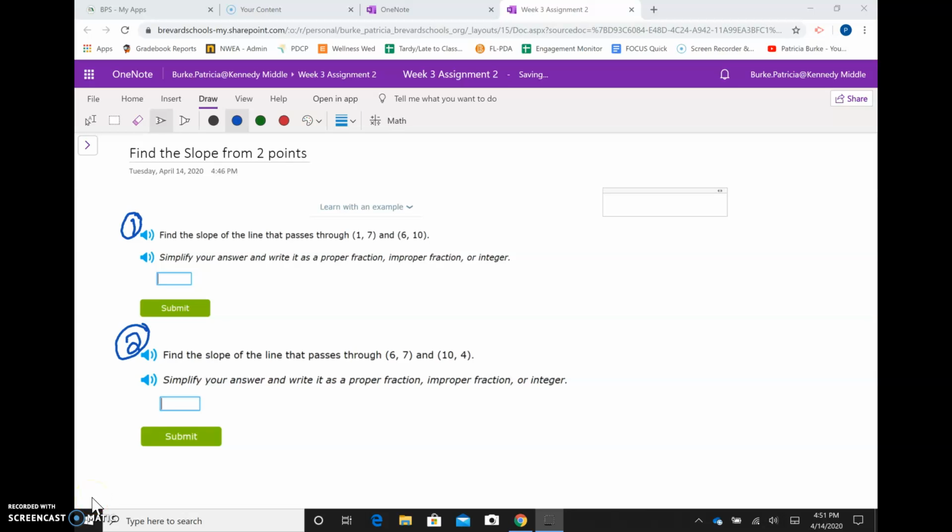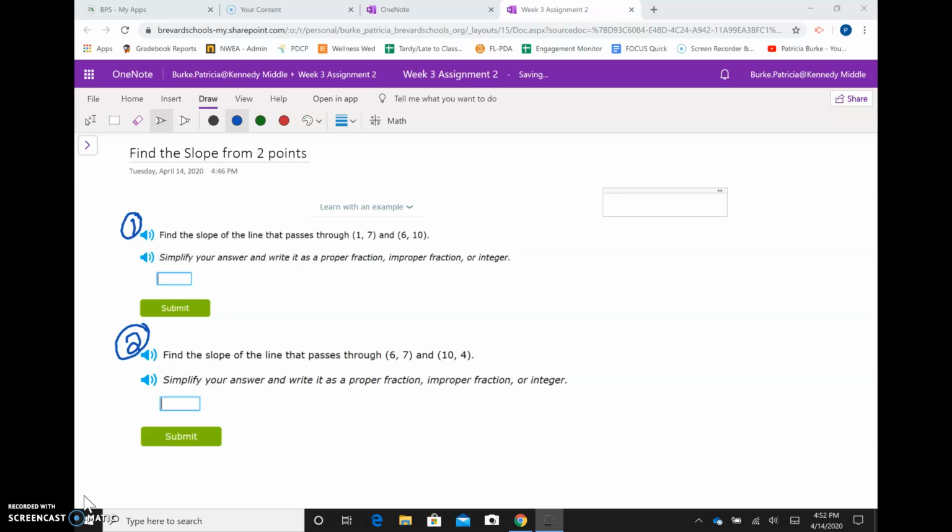Welcome back, calculator people. We are still in week 3, and this is assignment 2. Find the slope from 2 points. I'm going to walk through 2 examples that I copied and pasted straight from the IXL assignment. So we have example number 1. We're going to find the slope of the line that passes through point (1, 7) and point (6, 10).